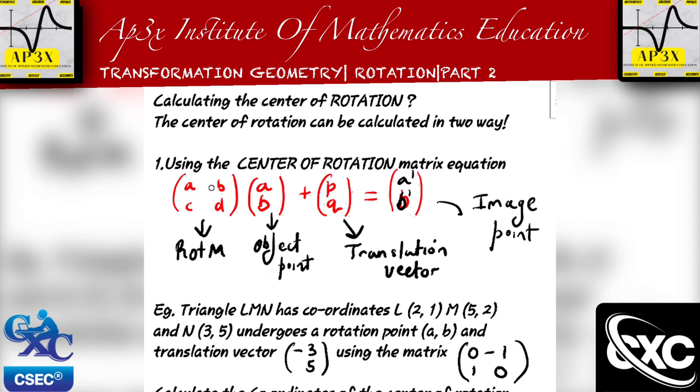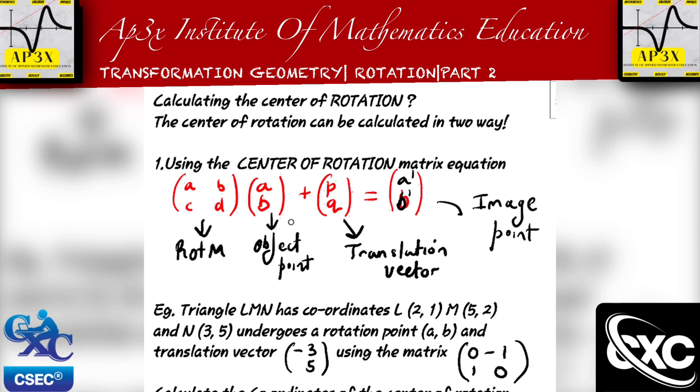So the ABCD represents the rotation matrix for the angle. This could be the matrix for a 90-degree turn anticlockwise. It could be 180 degrees anticlockwise. It could be 270 degrees anticlockwise. That most likely will be provided to you. Now this A and B here represents the object point, the object that you're rotating.